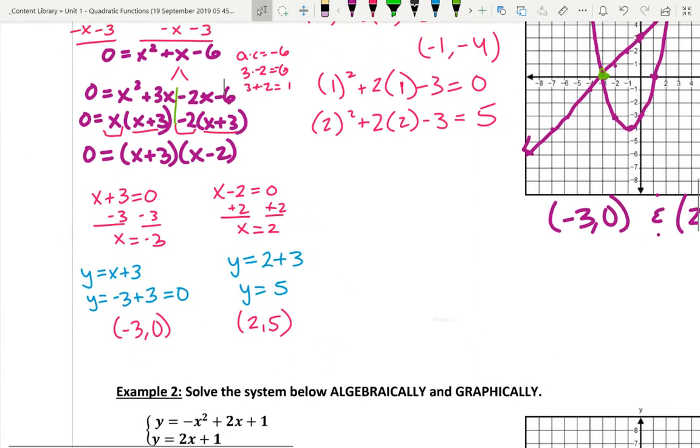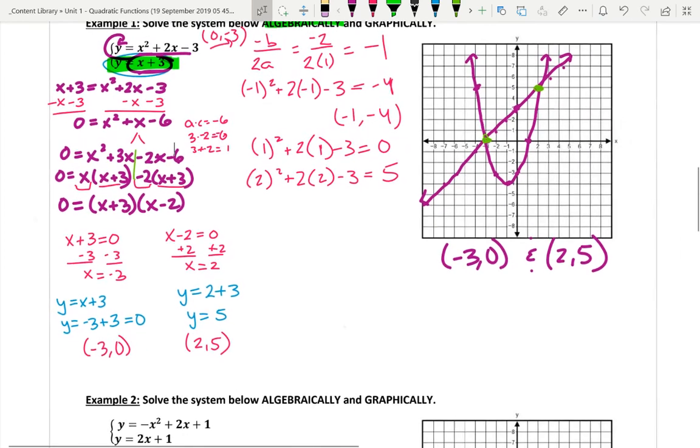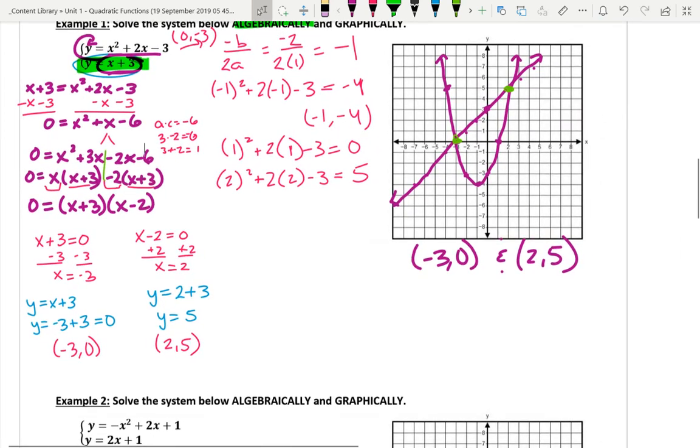So looking at both strategies, looking at both methods, I've got the same pair of solutions. Looks like we've done this well. So at this point, I'd like you to go back to OneNote and update your notes, and then try the next example, example 2, by yourself. And then when you're done, come back and check the rest of the video.